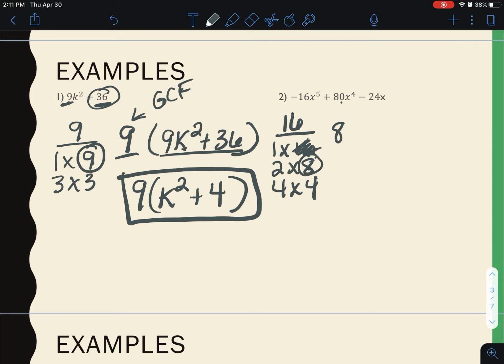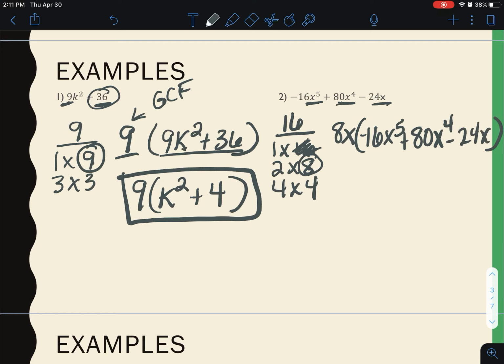So I've got 8, and then now I'm going to look at my variables because I've got variables in all of these. I've got 5 x's, 4 x's, and 1 x. Remember, it has to be a common factor. So look at the one that has the smallest number of x's. If this one only has 1 x, then that's the common factor. So 8x is my greatest common factor. And then I'm going to rewrite my polynomial inside the parentheses.